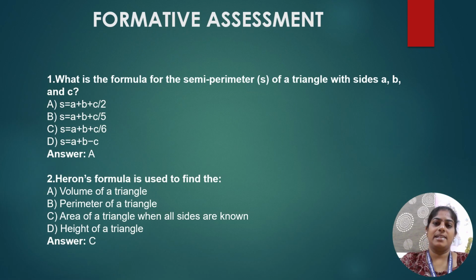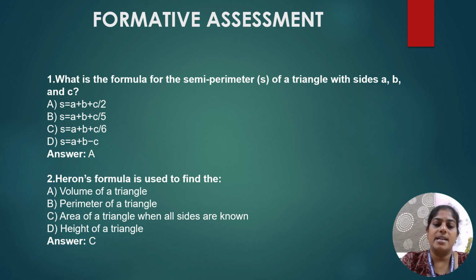Hope everybody is clear under the topic, right? Okay, I'll be asking some questions. Try to answer it. What is the formula for semi-perimeter S of a triangle with the sides A, B and C? The options are given. S is equal to A plus B plus C by 2, or by 5, or by 6, or A plus B plus A plus B minus C. So what is the semi-perimeter? Everybody knows. S is equal to A plus B plus C divided by 2.